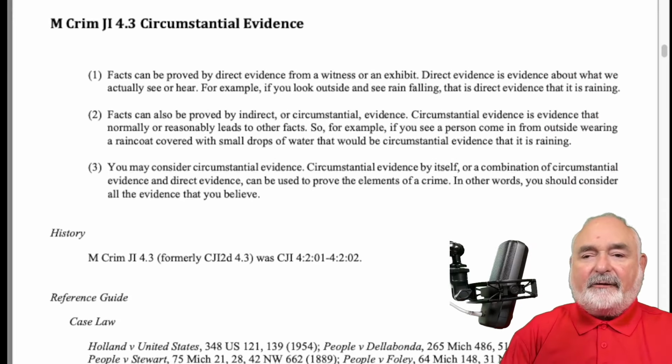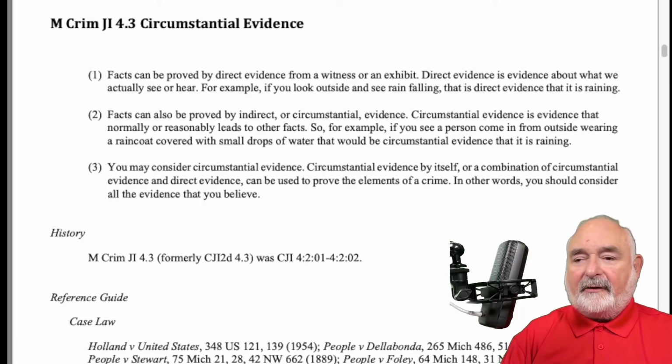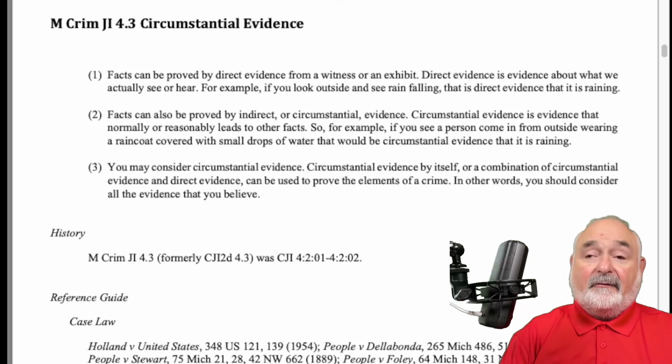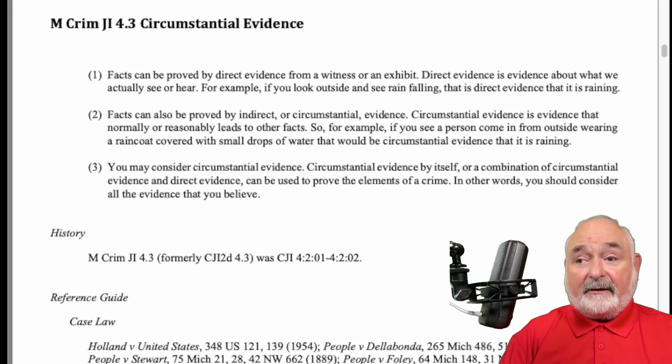Circumstantial evidence. Now, this, I think, is an absolutely great instruction. I wish more courts used it. It says, facts can be proved by direct evidence from a witness or an exhibit. Direct evidence is evidence about what we actually see or hear. For example, if you look outside and you see rain falling, that is direct evidence of it raining. Now, that doesn't seem particularly profound until you get to the rest of this.